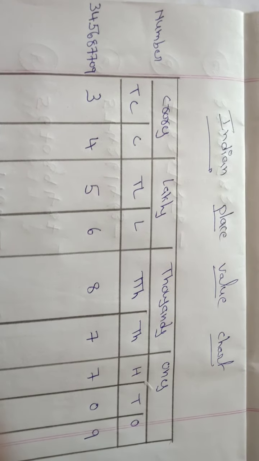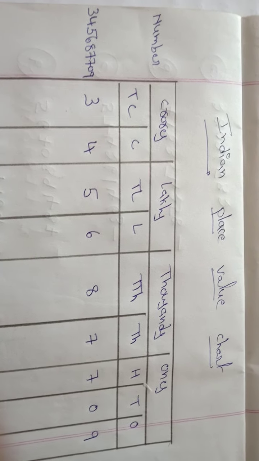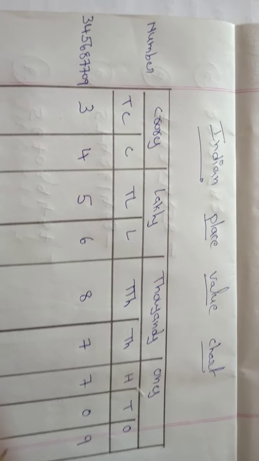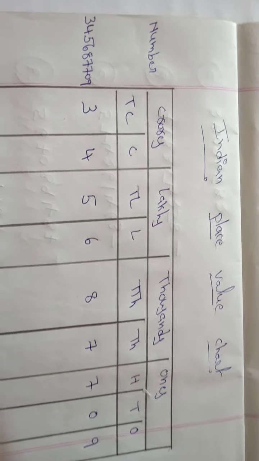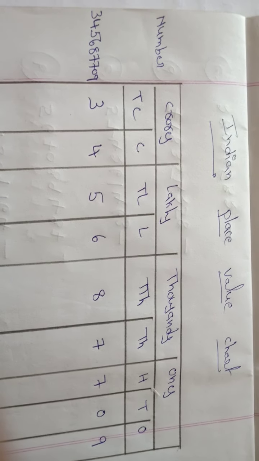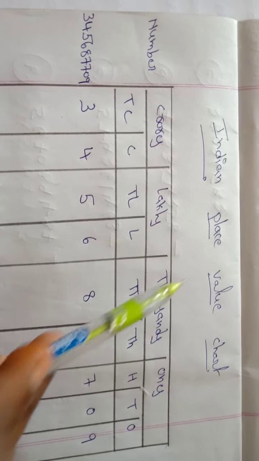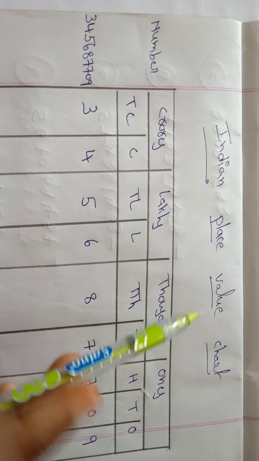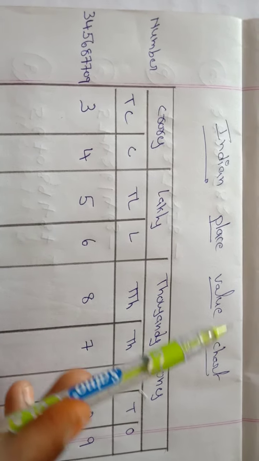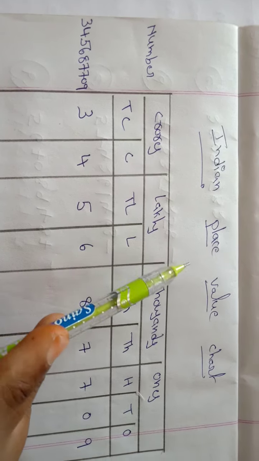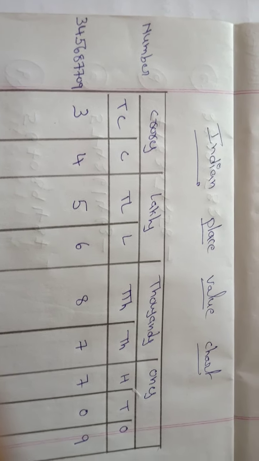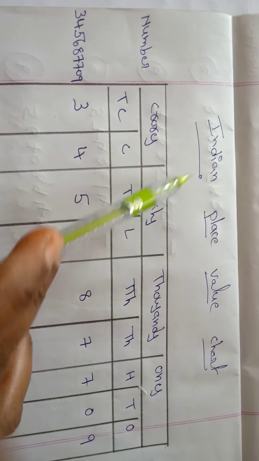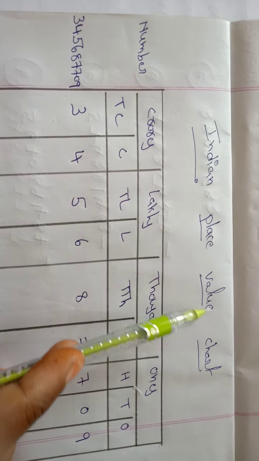Just now we learned what a predecessor is, what a successor is, what the smallest number is and what the greatest number is. Right, children? Now one more important topic is the Indian place value chart. Whatever the given numbers, we have to know how to read them in the Indian place value system and the international place value system. Now let me show what an Indian place value chart is.